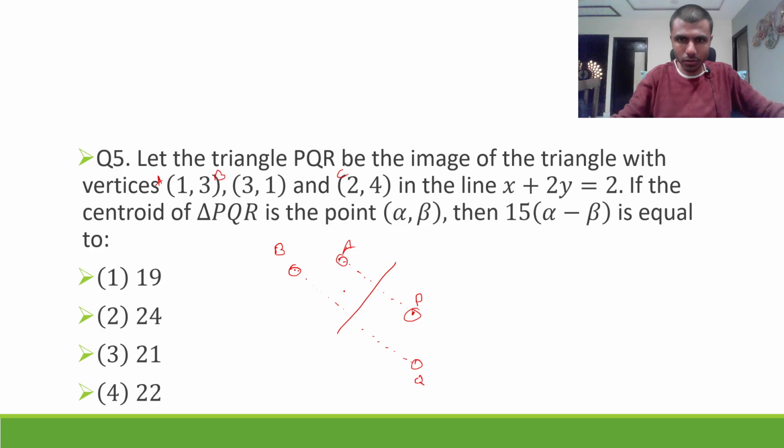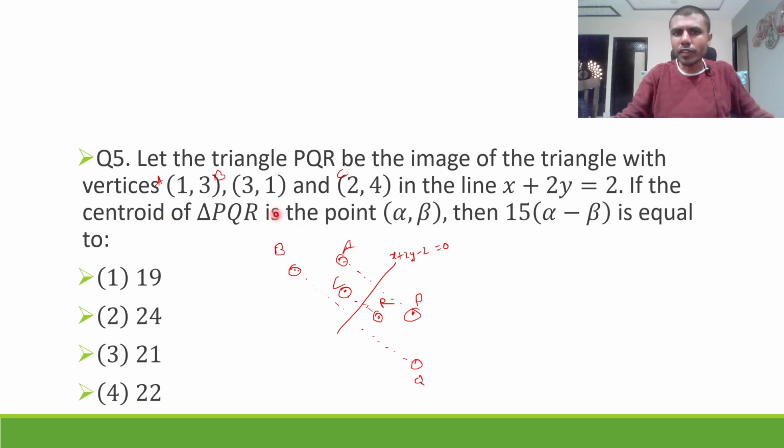Don't take things too seriously. If I go here and there, I hope you know what an image is, right? Mirror image. So this is my C, and this will be my R. What they're telling us is that PQR is the image of the triangle with vertices in the line. If I get images of these points, I will get PQR. I hope you are able to understand what it means. This is the line x + 2y - 2 = 0.